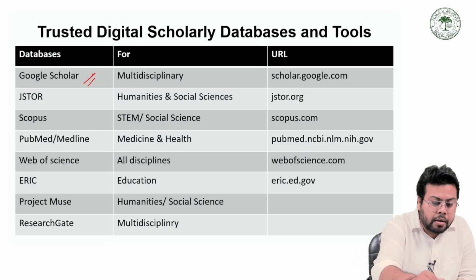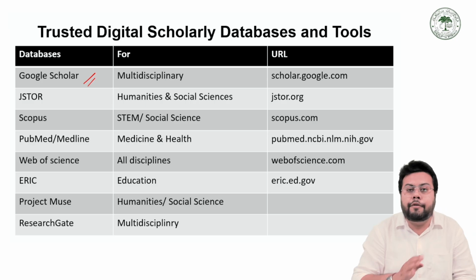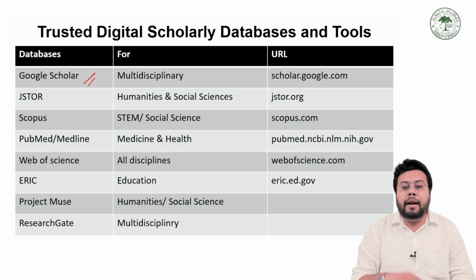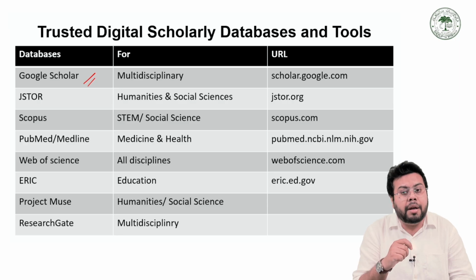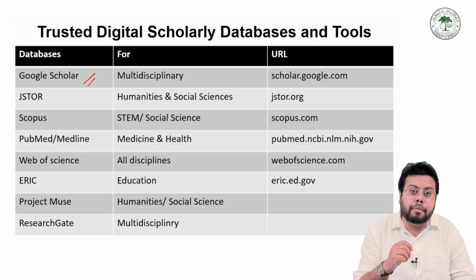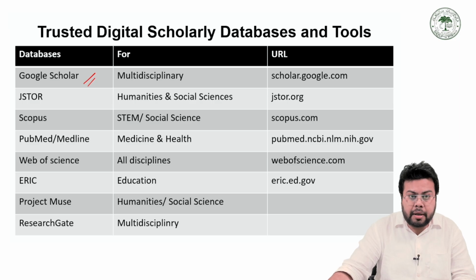Google Scholar. Now, Google Scholar is first of all free of cost, and it has broad coverage across all disciplines. It provides links to many full text PDFs. It is multidisciplinary, and the URL is simply scholar.google.com.